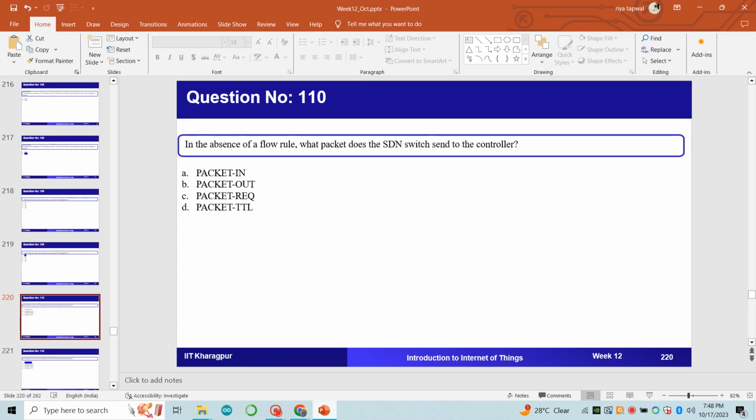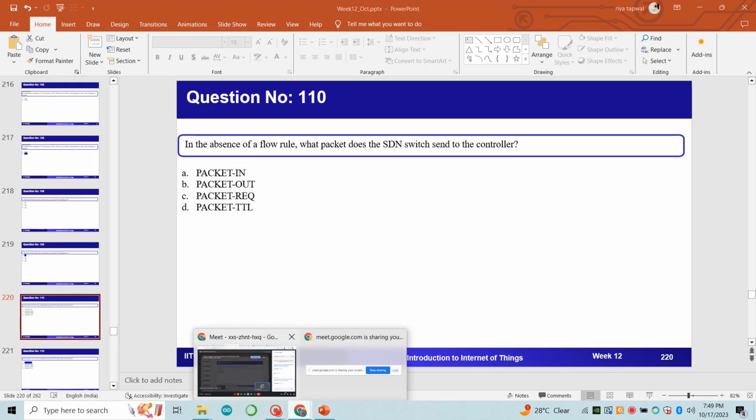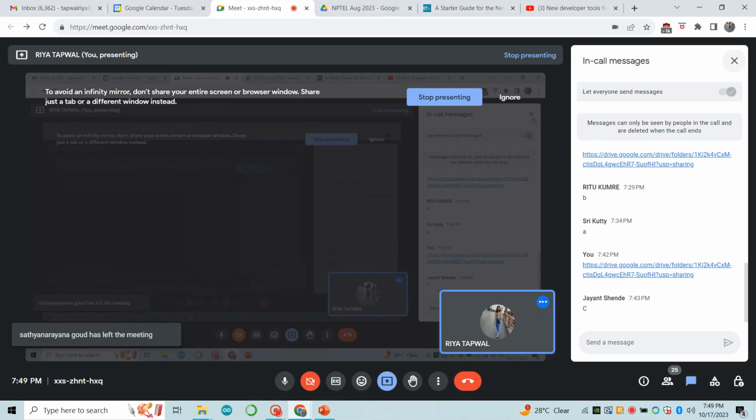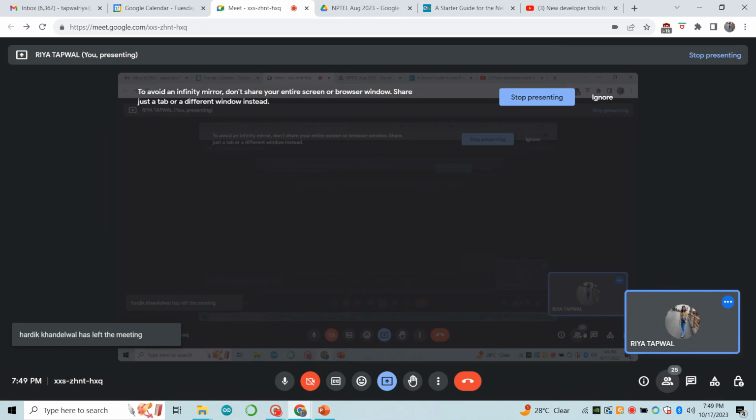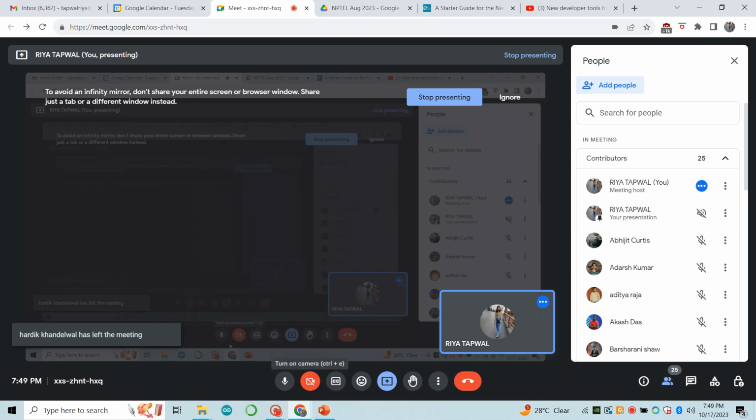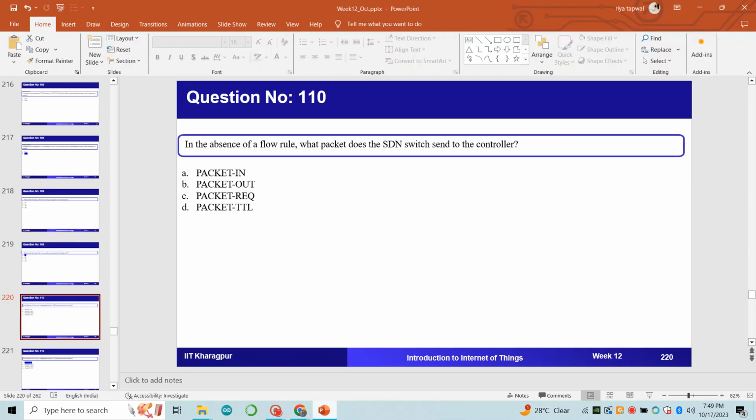Next question is, in the absence of a flow rule, what packet does an SDN switch send to the controller? Options are packet in, packet out, packet REQ, that is packet request, packet TTL. Anyone? No? So correct option for this is A, that is packet in messages.